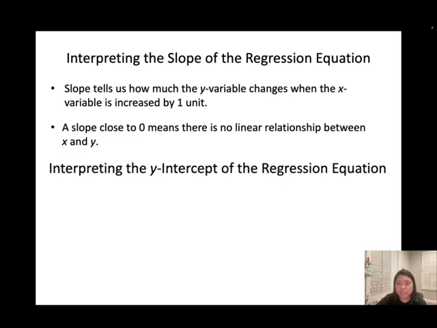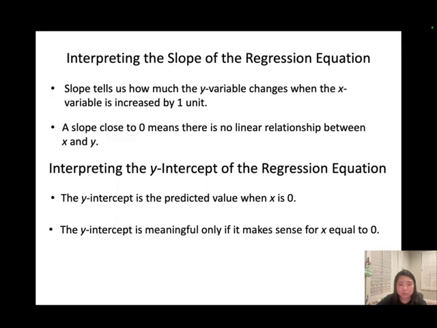When you interpret the y-intercept of the regression equation, the y-intercept is the predicted value when x is equal to 0. When x is equal to 0, the b naught, which is the y-intercept, is equal to the predicted value. And the y-intercept is meaningful only if it makes sense for x to equal 0. Okay, it really depends on your question. Sometimes when you plug in x equal to 0, the y-intercept is meaningless. Okay?